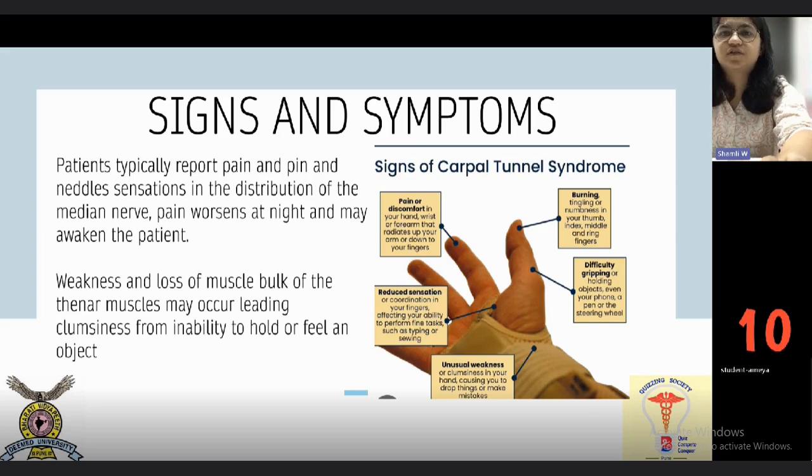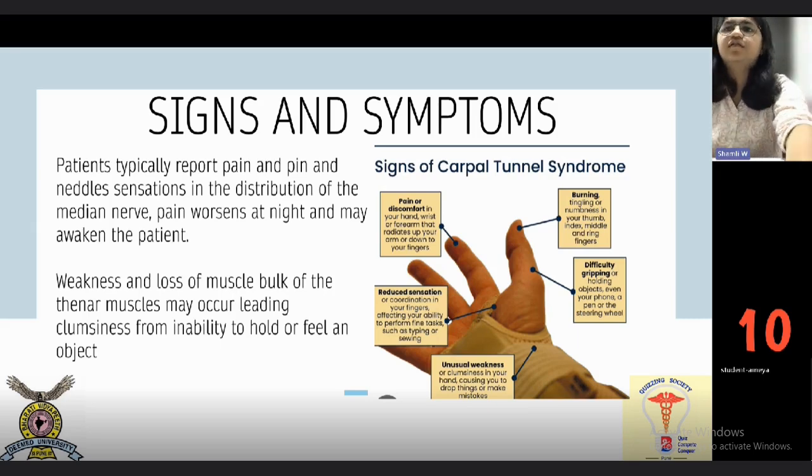Weakness and loss of muscle bulk of the thenar muscles may occur, leading to clumsiness from inability to hold or feel an object. So it might lead to both sensory and motor issues. As we can see in the diagram, pain or discomfort in your hand, wrist or forearm radiates to the arm or down your fingers. Pain might be referred to the arm and forearm sometimes, as the median nerve has the same root.